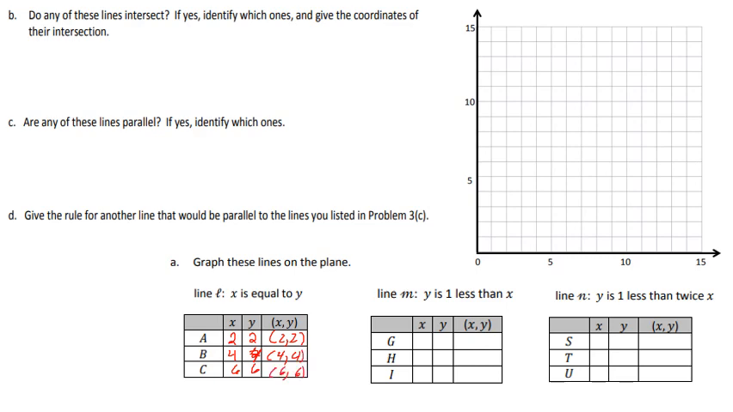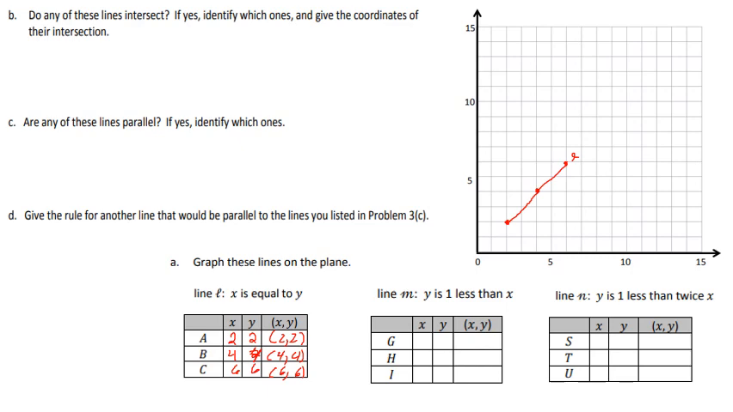So now I'm coming up here to 2, 2, 4, 4, 6, 6. I'm going to do my best to connect these as straight as possible. Okay? Now this here is line L. So it's designated as line L.